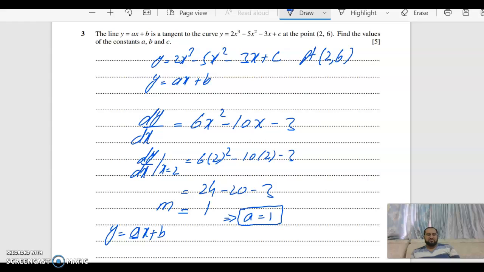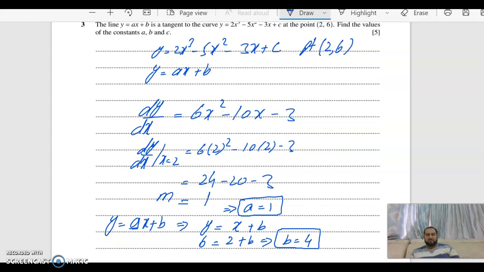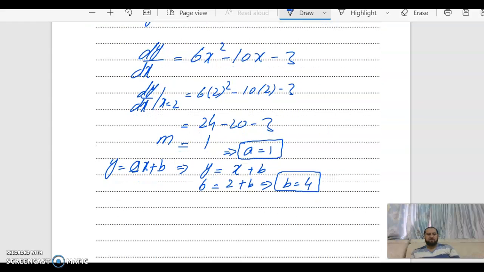So if we know a is 1, from here if we continue from this equation, y is equal to x plus b. Now again we can input this point into this equation. If we insert these points, 6 is equal to 2 plus b, which means b is equal to 4. Once we found b is equal to 4, now we need to solve for c.